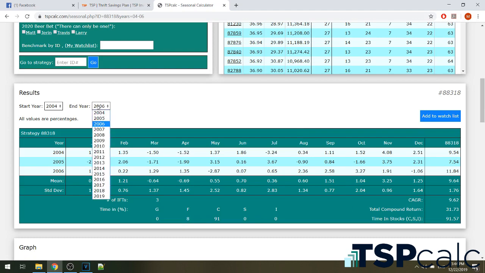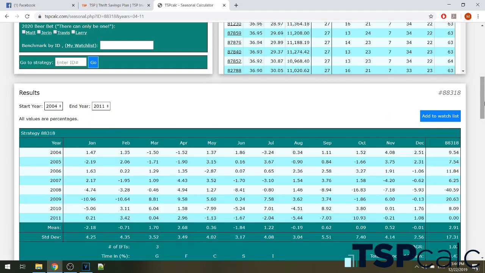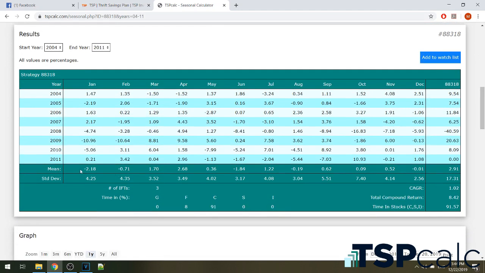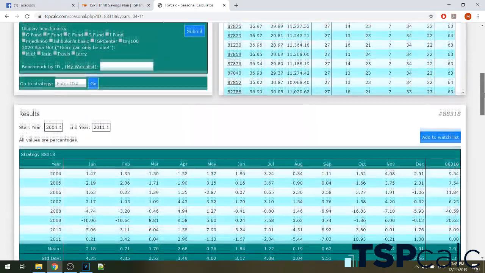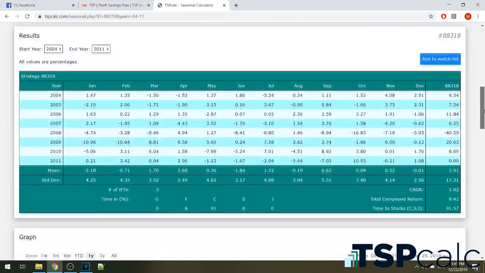And so this year range, you can change it, and all of these statistics will change right on the fly. Notice that's a different mean with a different standard deviation. This is different, that's different, and CAGR, total compound return, time in stocks are all different as well. The number of IFTs and time in funds is exactly the same though. All right, so that's the results table.